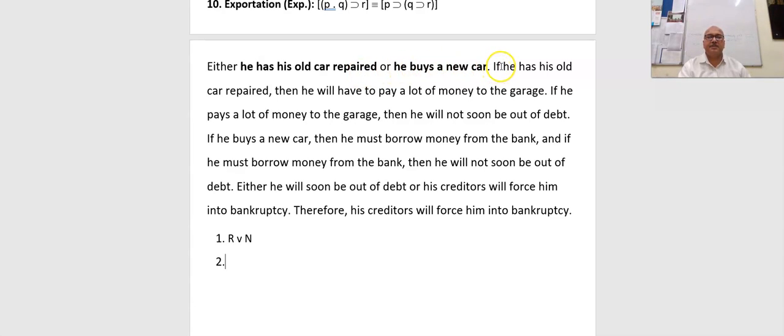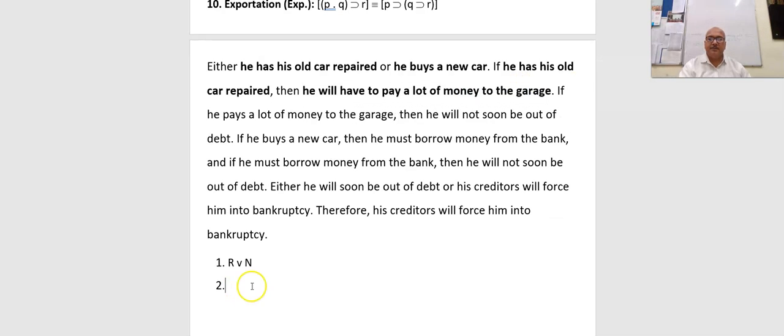Now look at the second statement. If he has his old car repaired, then he will have to pay a lot of money to the garage. So this is a conditional statement. The antecedent is this and the consequent is this statement. And you know that you have adopted the R symbol for the antecedent, he has his old car repaired, so you are using the same R. Then this is a conditional statement, so R implies he will have to pay a lot of money to the garage. So let us say the garage statement we are taking as G. So R implies G is the symbolization of the second statement.